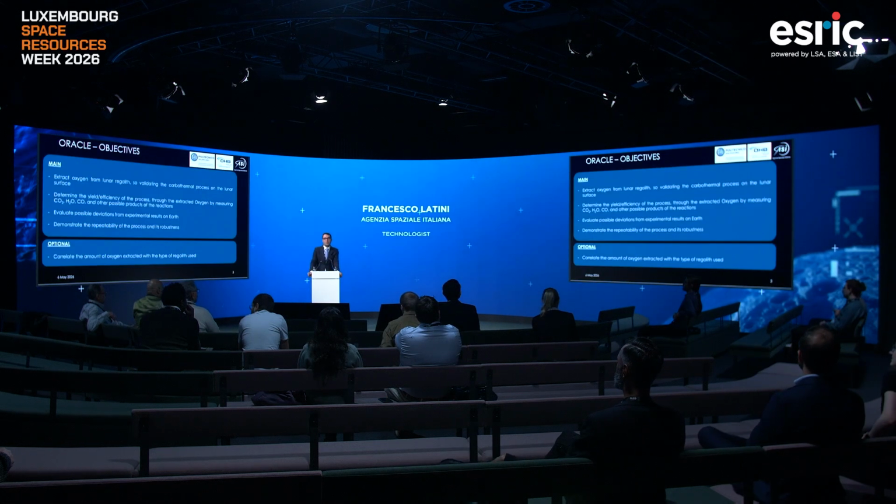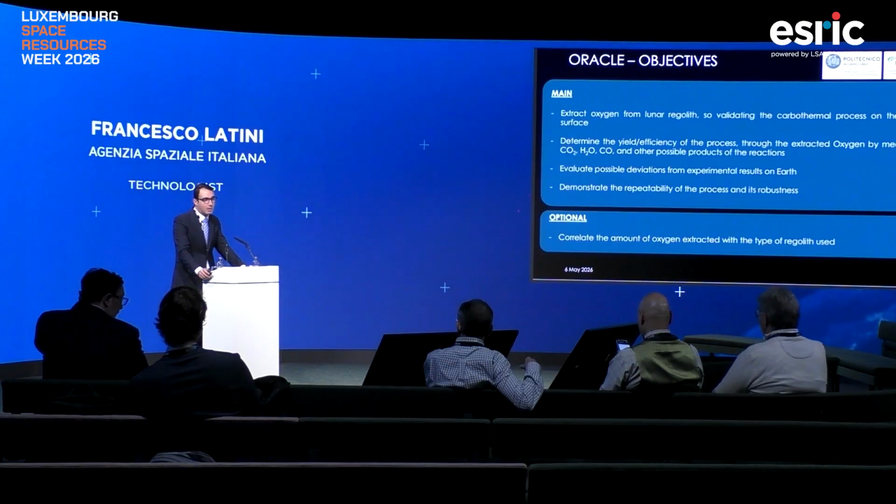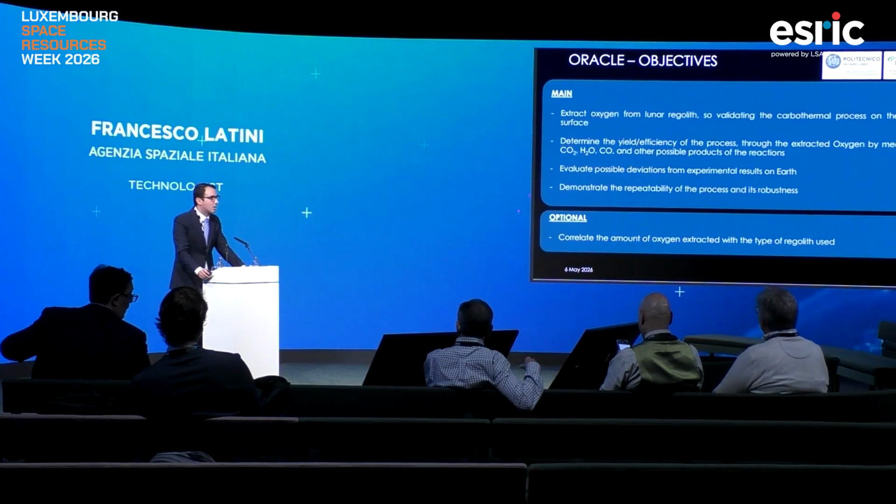So for those of you who don't know what Oracle is, this is, as I said, the technological demonstrator that aims at validating the carbothermal process to extract oxygen from the lunar regolith. In order to do so, we aim at measuring the yield of the process by measuring the products after the carbothermal reaction, so CO2, water vapor, and CO, and possible other products that may arise due to minerals that we find in the regolith and that can react with methane or hydrogen, as you see later.